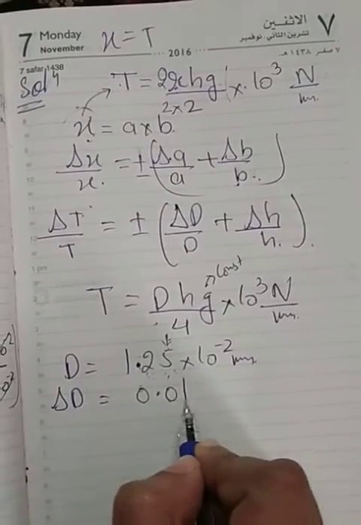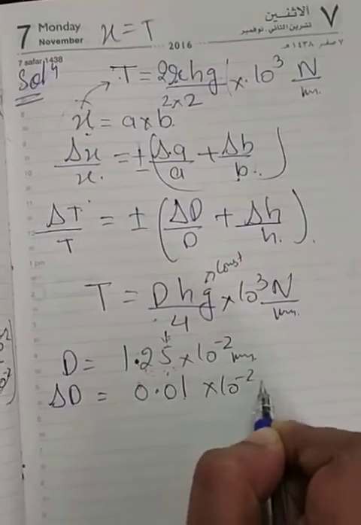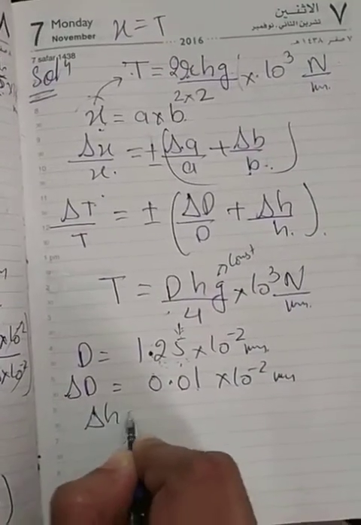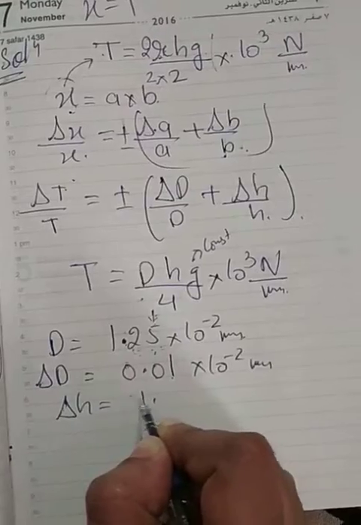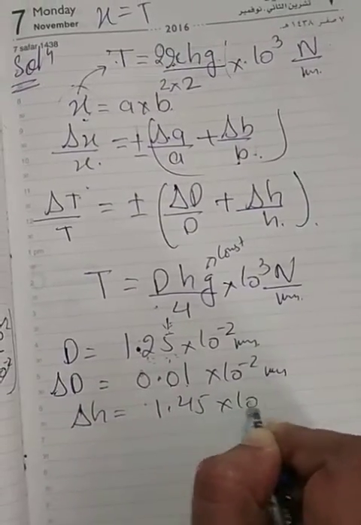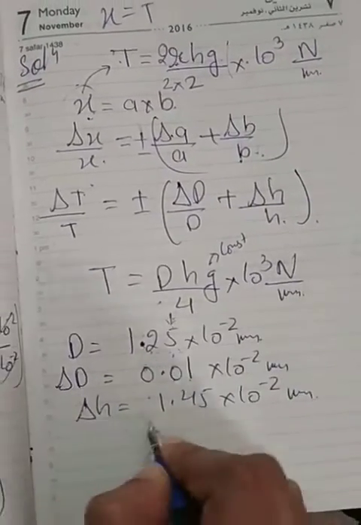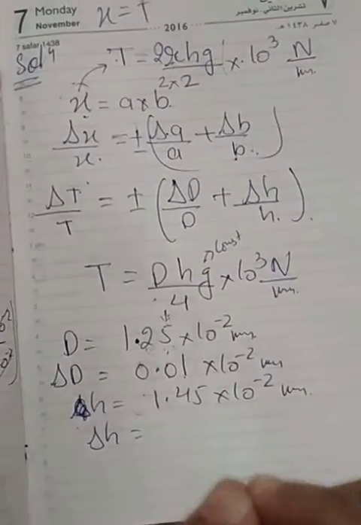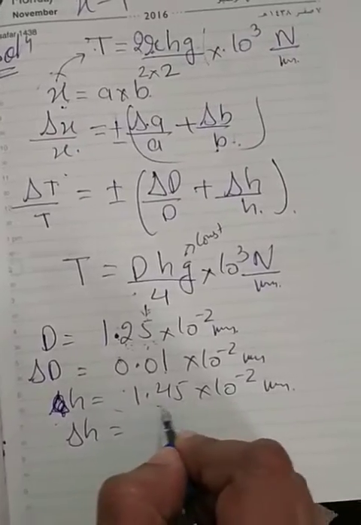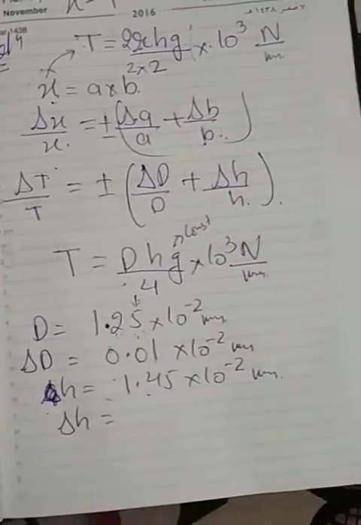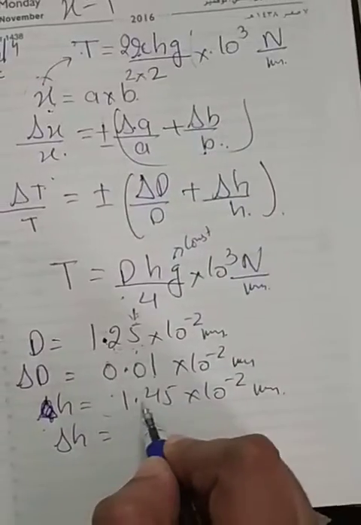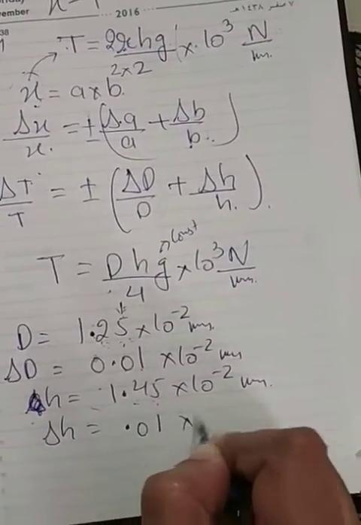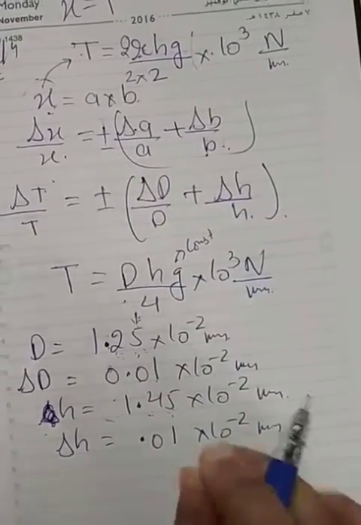After the decimal again 2 digits. So this is the minimum value, and 10 to the power minus 2 as it is. And then we have delta h. They have given us, I think, 1.45 into 10 to the power minus 2 meters again. So this is the h value, and what will be delta h? The minimum error that we can calculate: after the decimal it is 2 digits, so can I write 0.01 into 10 to the power minus 2 meters? This is the minimum possible error.